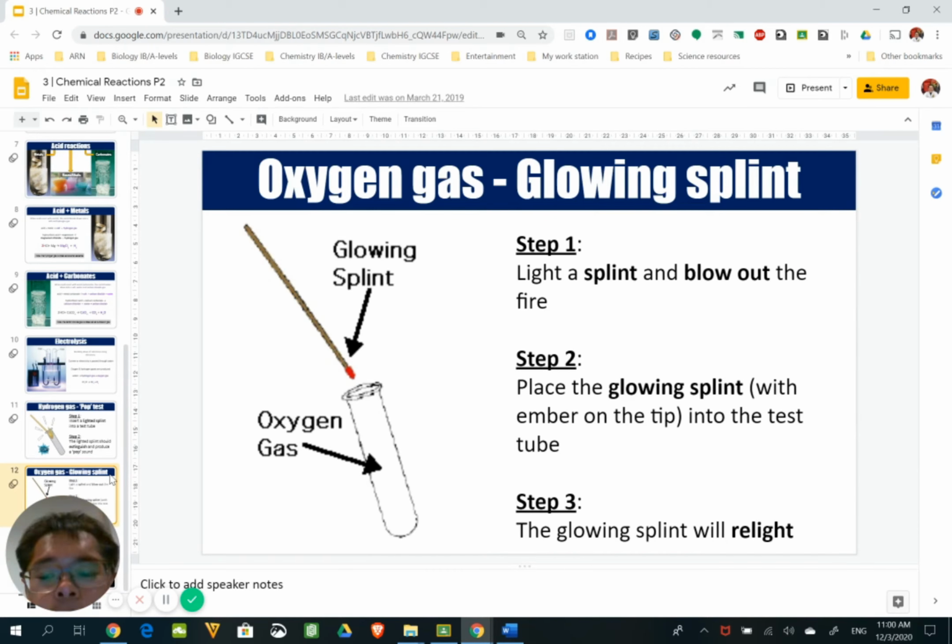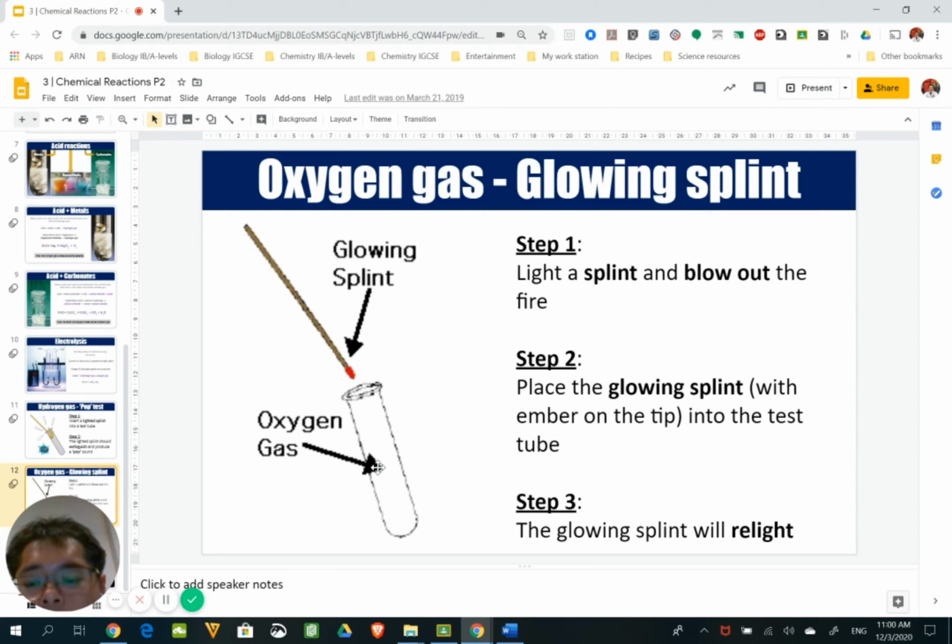Second one here would be oxygen gas. To determine whether it's oxygen gas, you make sure you have a glowing splint as a test. So what you need to do is light up the splint, blow out the fire, and place the glowing splint into the test tube, where the splint will relight because of the presence of oxygen. Okay, so do go through these steps and make sure that you know what you're supposed to do.